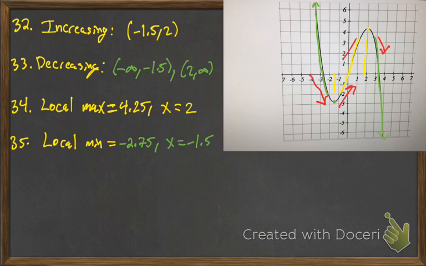Now, this function goes all the way up to positive infinity and negative infinity. The range is all real numbers, so it does not have a global minimum or a global maximum. There is not a tallest or shortest point on this particular graph.